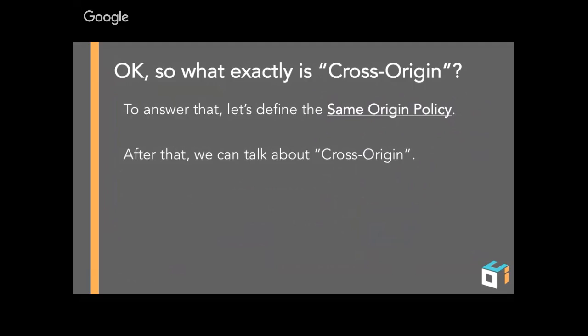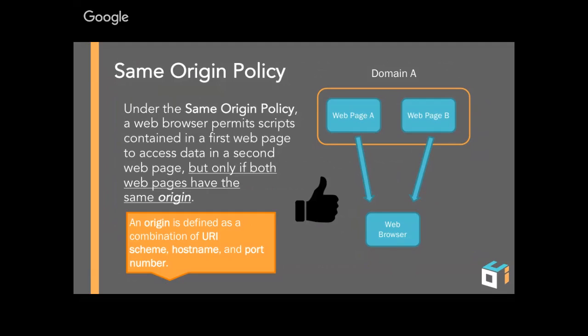Well, before we go into Cross-Origin, let's talk about same origin, because it's amazing how oftentimes that gets confused. Let's just start there. Same origin. Under the same-origin policy, a web browser permits scripts contained in a first web page to access data in a second, but only if both web pages have the same origin. All right, there's our little graphic. It shows us what that means. Domain A, web page A, web page B, go to the web browser. Everybody's happy, thumbs up.